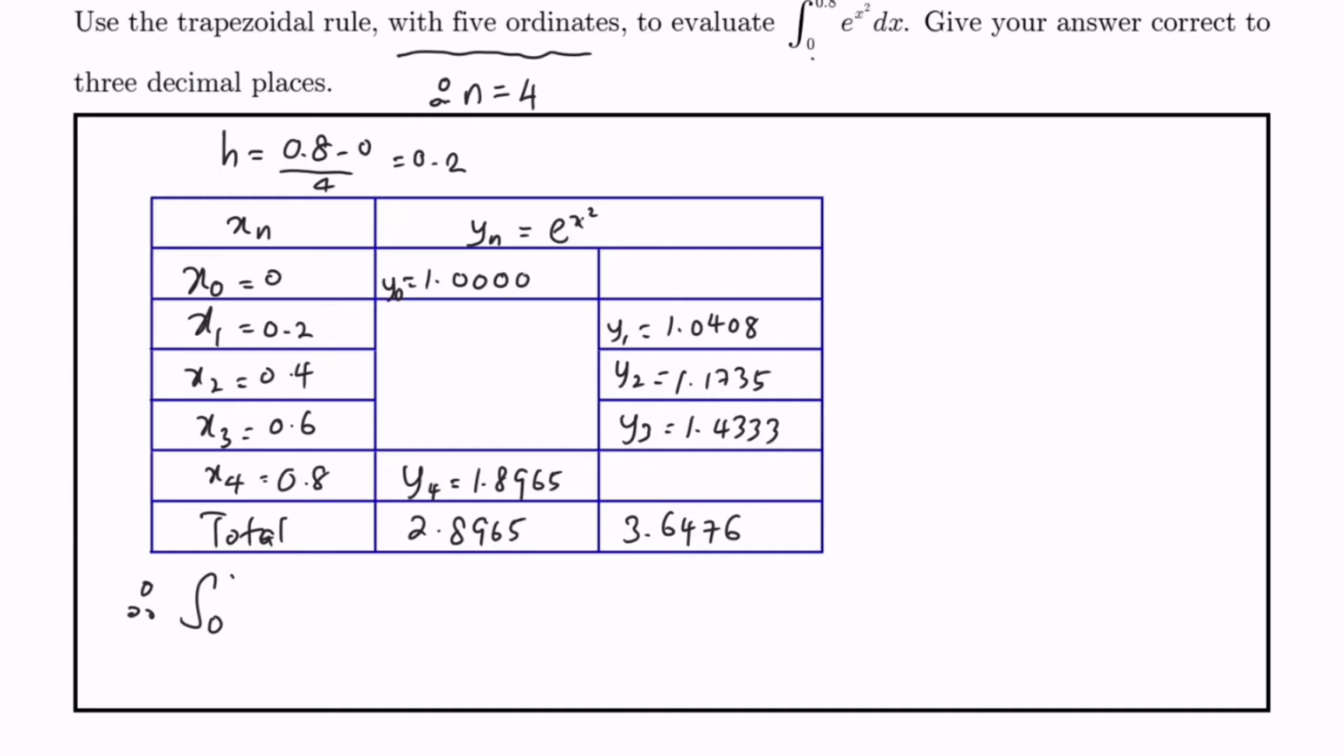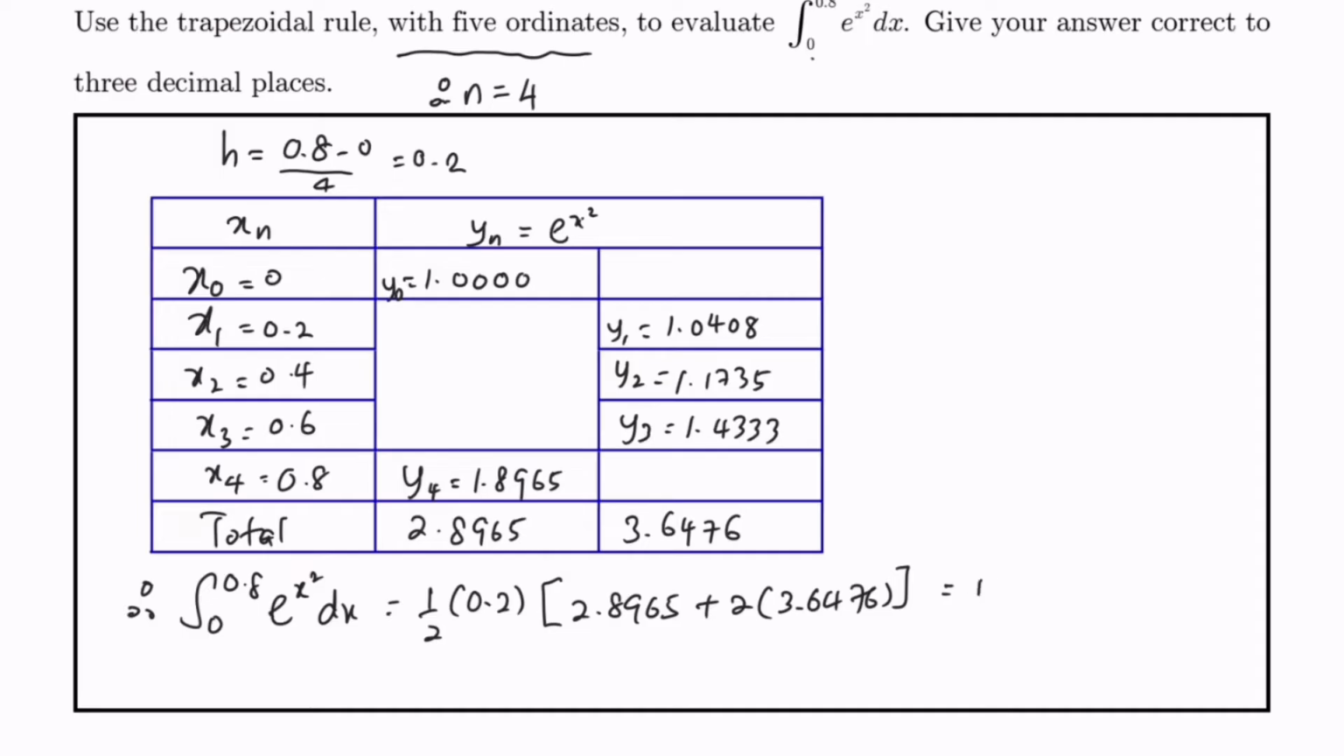So hence, the integral from 0 to 0.8 of e to the power x squared dx equals half times 0.2, which is the h, and 2.8965 plus 2 times 3.6476. So we have it to be 1.019 to 3 decimal places.